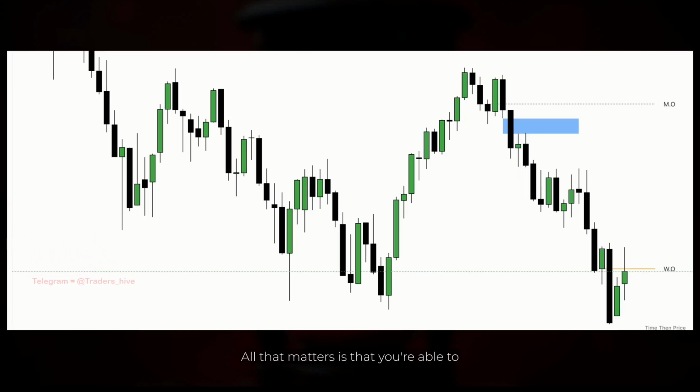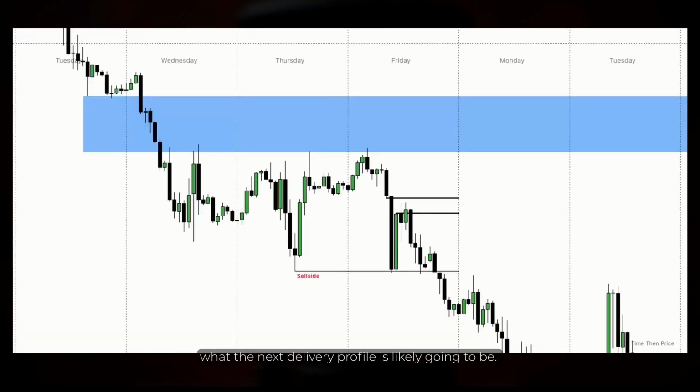All that matters is that you're able to recognize when the order flow is changing, because once you're able to recognize that the order flow is changing, you can anticipate what the next delivery profile is likely going to be. When we zoom into this delivery then, what you can see is that the market opened up for Friday, and we see it run higher. The market trades into that imbalance, that blue shaded box, and just taps it. We just take out the previous day high, and the market begins to roll over eventually.